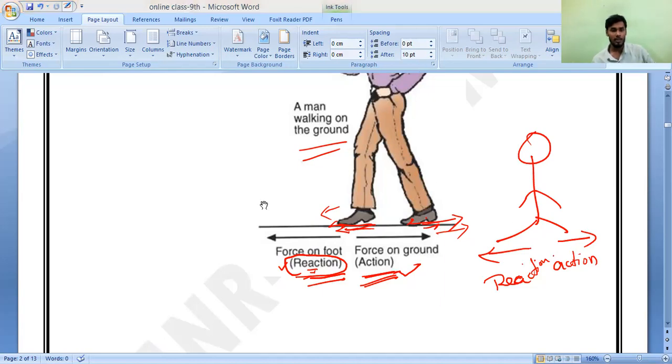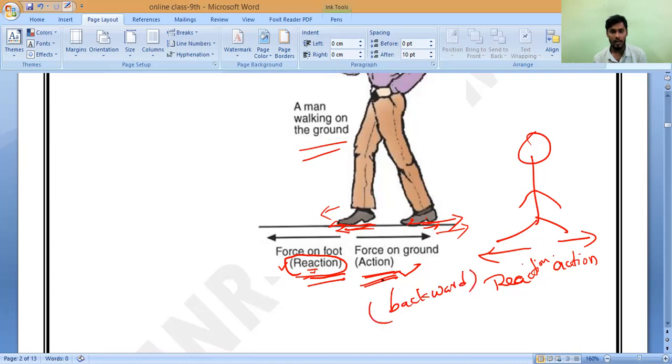Let us understand this better. When we walk on the ground, our foot pushes the ground in the backward direction. In return, the ground pushes our foot in the forward direction. So the forward reaction exerted by the ground on our foot makes us walk on the ground. Will you accept it? I am applying a force on the ground in the backward direction; that is what I call action. For that, what happens? It returns.